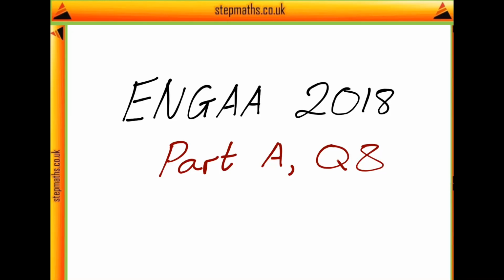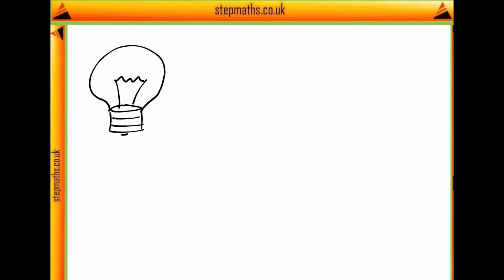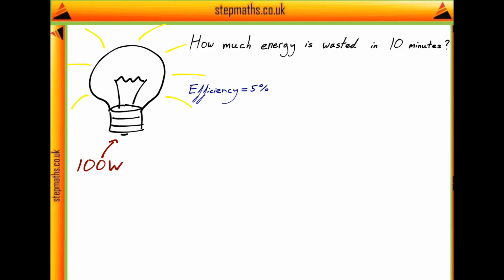Here we're going to be looking at question 8 of the ENGAA 2018 paper. So in this question we're told that we have a filament bulb which has 100 watts of electrical energy going into it, which is being converted into light energy with an efficiency of 5%. We're then asked how much energy is wasted in 10 minutes.